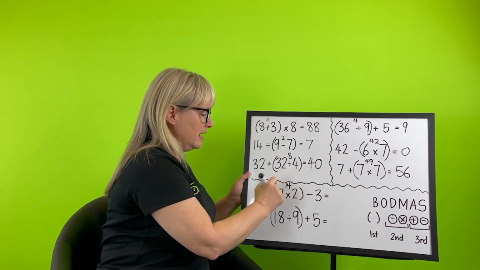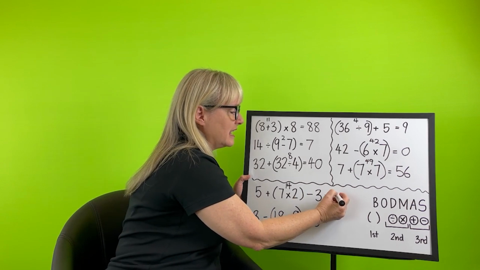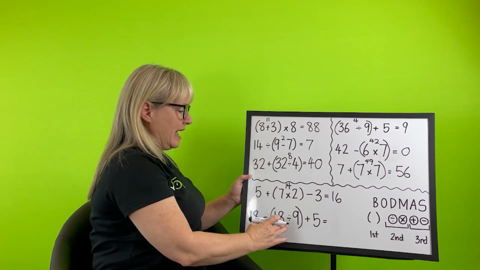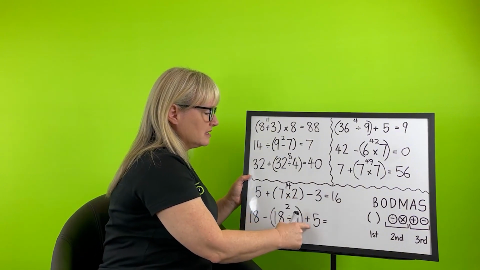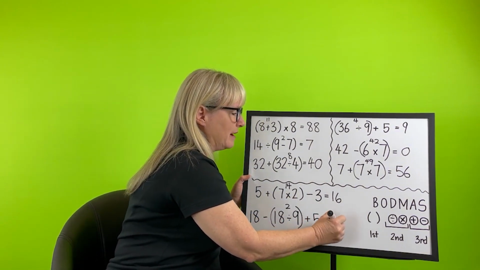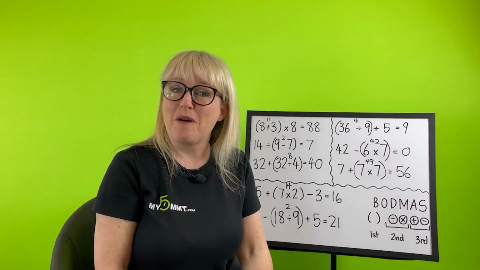This is 14. 5 and 14 is 19. Take away 3 is 16. 18 divided by 9 is 2. 18 take away 2, 16 plus 5 is 21. So BODMAS is order of operations.